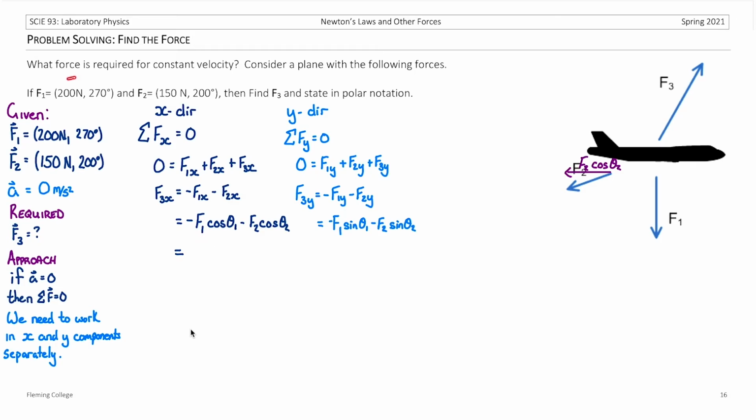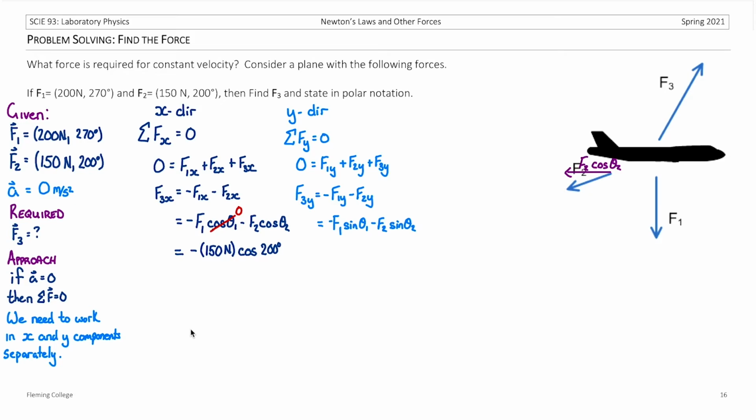The magnitude of force 1 is 200 newtons, but if we look at our diagram, the angle 270 degrees, starting from the horizontal, goes all the way around and points straight down. The cosine of 270 degrees is 0, so this entire term cancels out, which means we only have negative 150 newtons from force 2 times the cosine of 200 degrees.